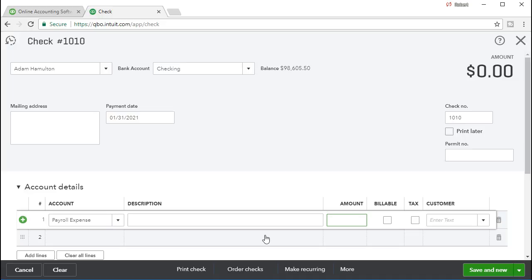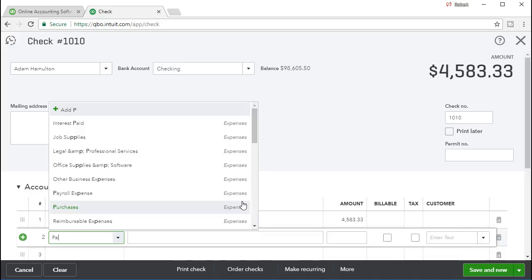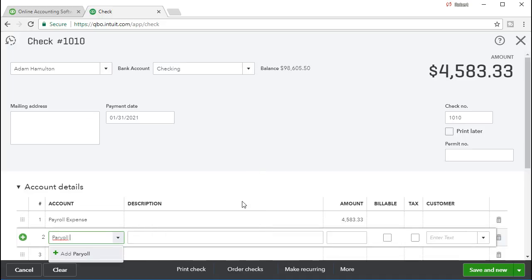We're going to put the amount then, which from our payroll register was 4583.33. We're not going to say it's billable. That's going to be billable as if we're going to put it on a customer invoice. We are going to add another account though, because we didn't actually pay the 4583.33. We only paid 3539.33 because we withheld payroll liabilities. We withheld the payroll taxes owed. So we're going to put that into a payroll liability account. So we're going to set that up.